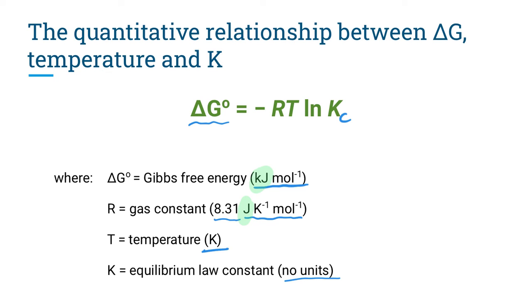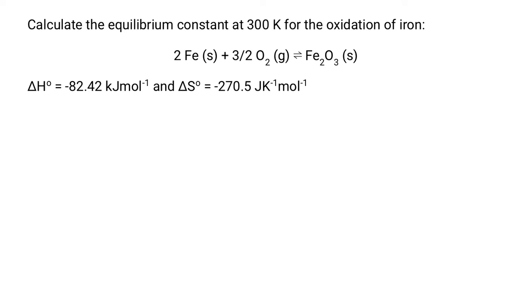So let's take a look at an example and see how this all fits together and how we can use these equations. So we're going to calculate the equilibrium constant at 300 Kelvin for this particular reaction here. So we want to know what Kc is for this reaction. We're given the delta H and the delta S and temperature. So the first thing we want to do is calculate the delta G, because we need that value.